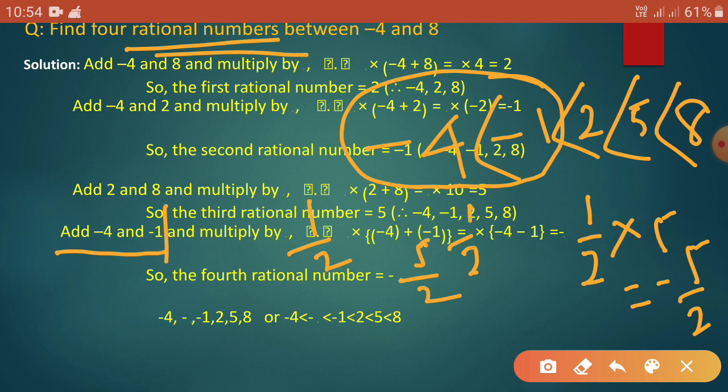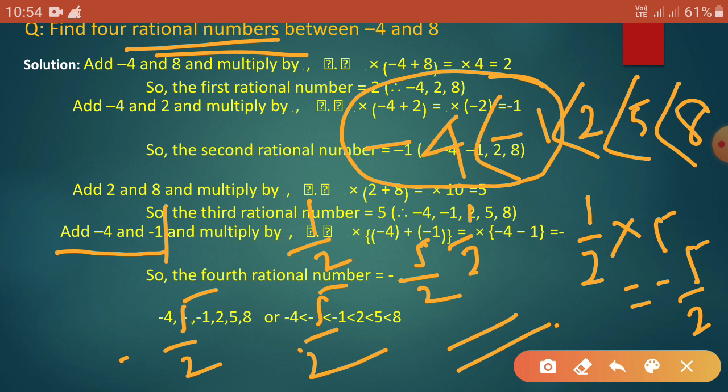Got it? So what are the four rational numbers we have in between minus 4 and 8? We can write it in the increasing form: minus 4, then minus 5 by 2, then minus 1, then 2, then 5, and then 8. Clear? Got that idea? Try it yourself. Okay, go to the next slide.